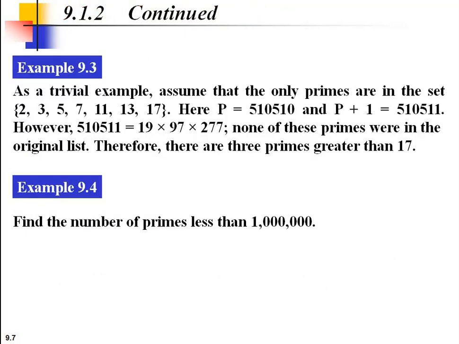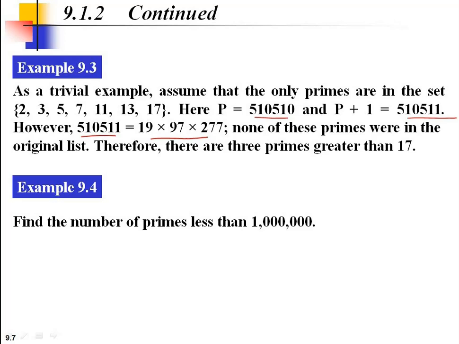As an example, assume that the only primes are in the set 2, 3, 5, 7, 11, 13 and 17. Here p is equal to this much and p plus 1 is equal to this much. But we know that this number, 510511, can be written in terms of prime numbers, and none of these primes were in the original list. Therefore we say that there are prime numbers greater than 17.